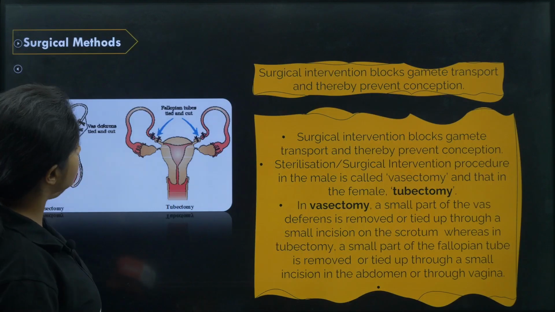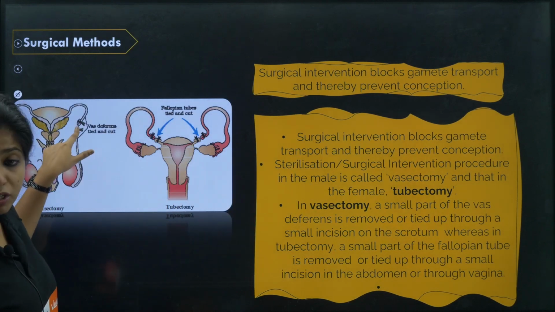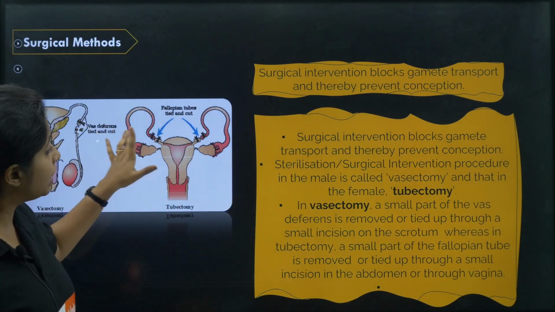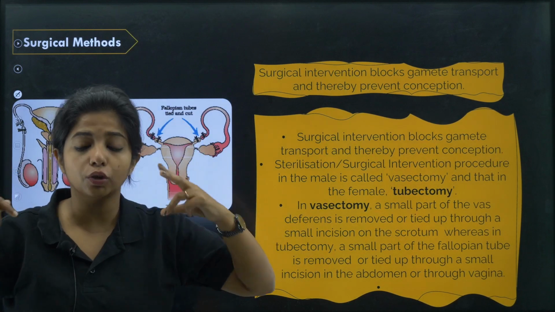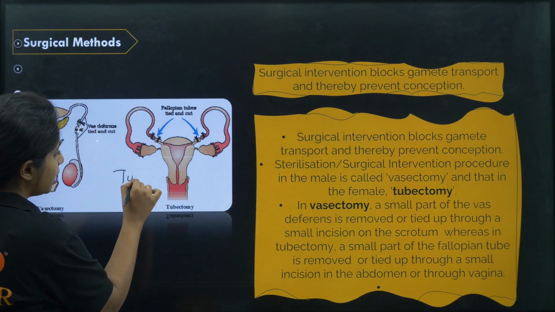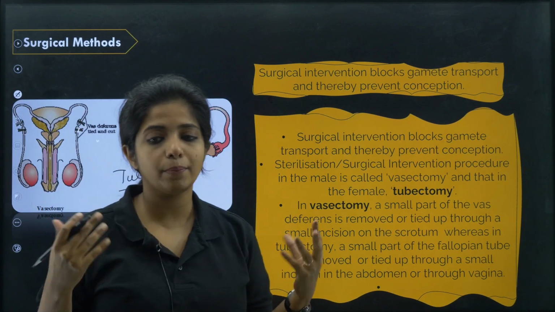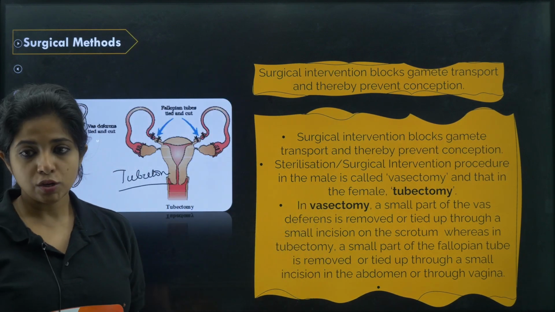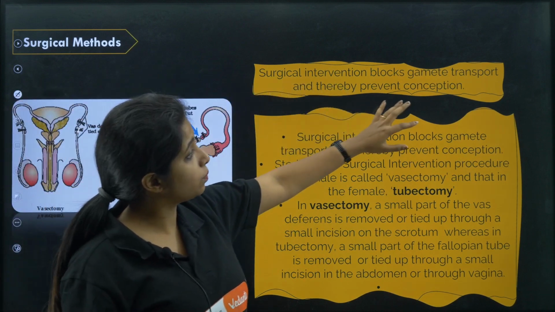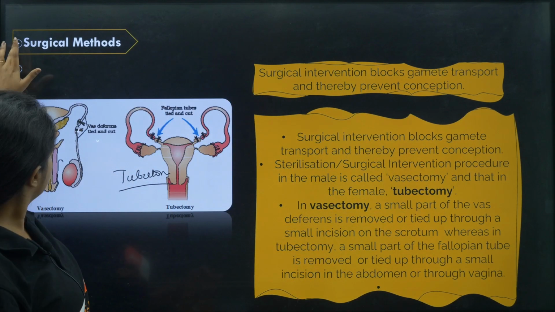Okay, these are IUDs. Apart from that, I told you about the surgical method where the vas deferens is cut. It is known as vasectomy. But when the fallopian tube is cut, you call it tubectomy. Again, the ovum would not be transferred. If the ovum is not transferred, do you think fertilization will happen? No. So this is a surgical method where surgical intervention blocks the gamete transport and hence prevents conception.